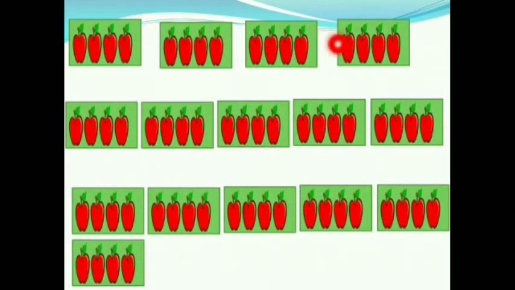Children, see here. How many boxes are there? 1, 2, 3, 4. 4 boxes are there. In each box, how many apples are there? 1, 2, 3, 4. 4 apples are there in each box. 4 is repeated 4 times. So we will write 4 into 4. 4 4s are 16.